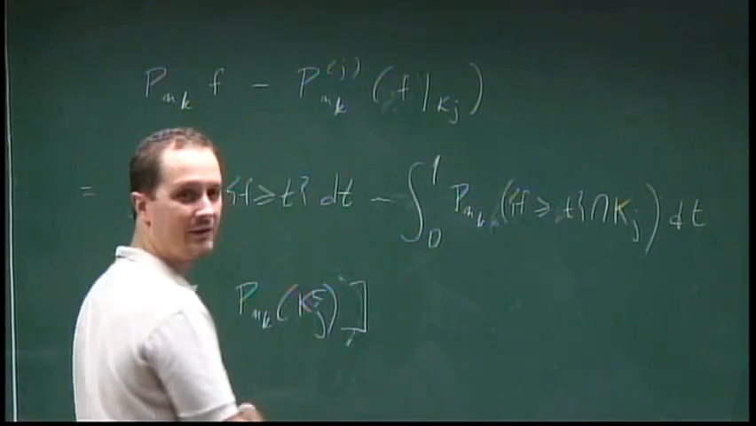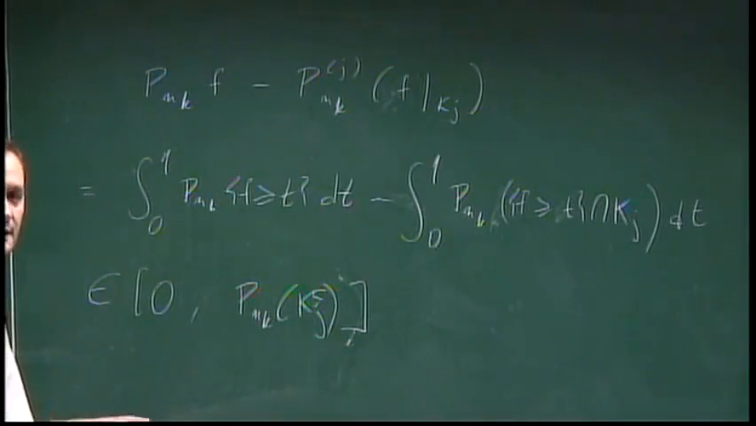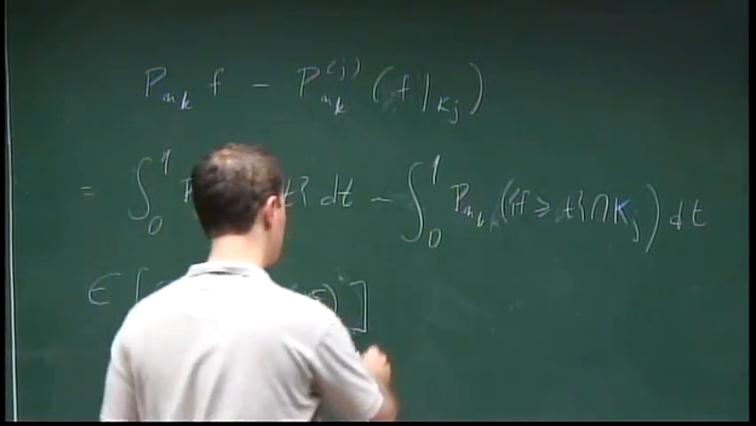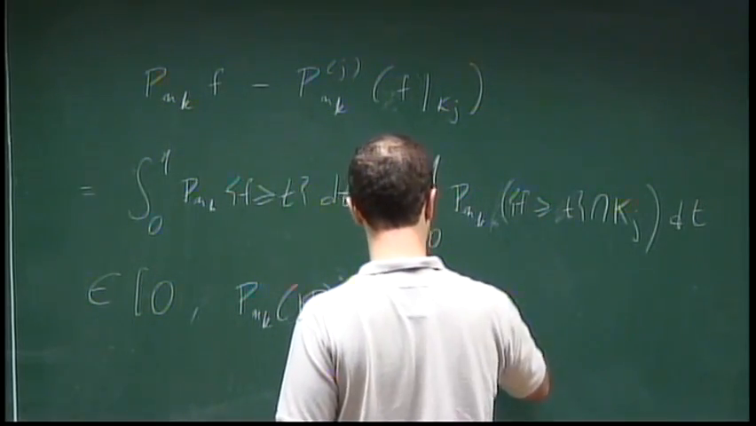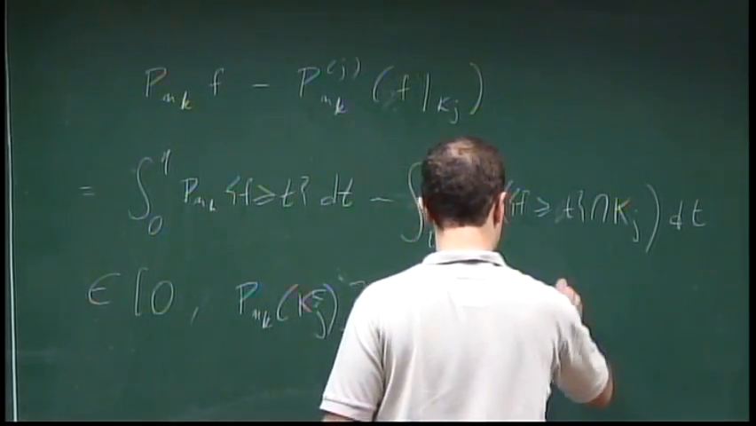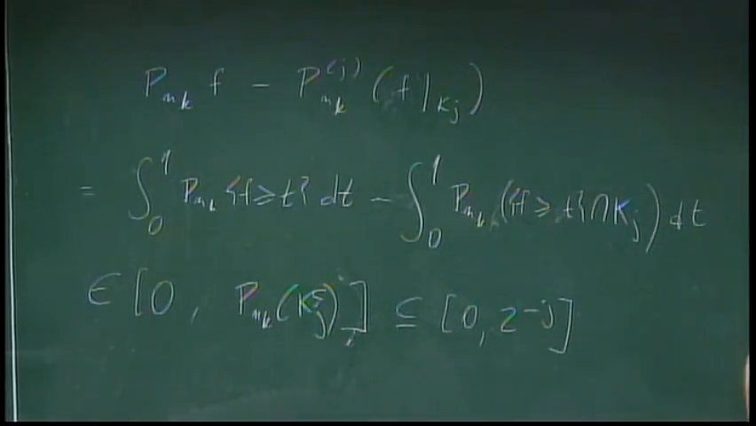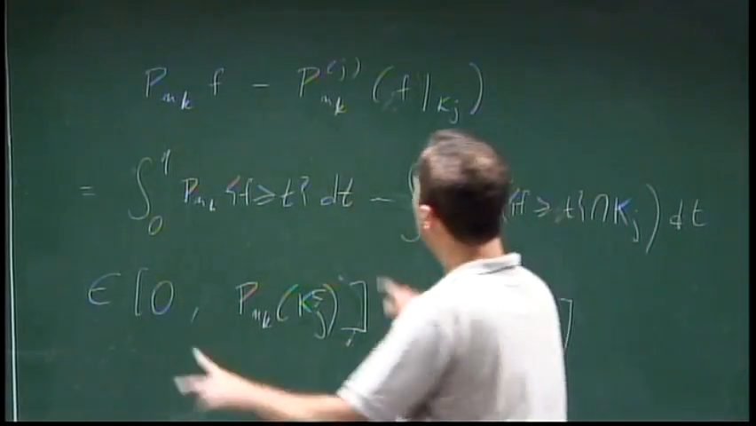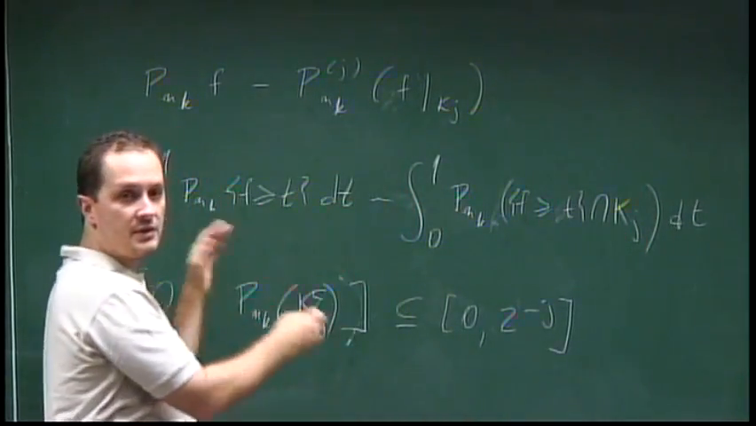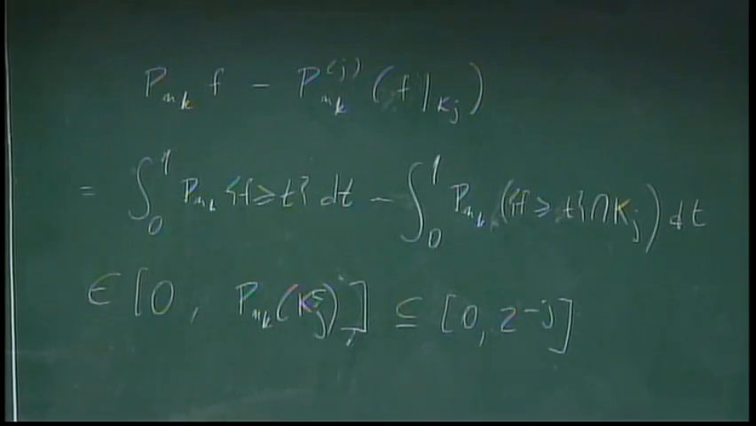Complement, sorry. And of course, this interval here is contained in 0 to 2 to the minus j, because we chose the compact sets such that the complements always have measure less than 2 to the minus j, right? So if I take j large enough, this difference is less than epsilon.